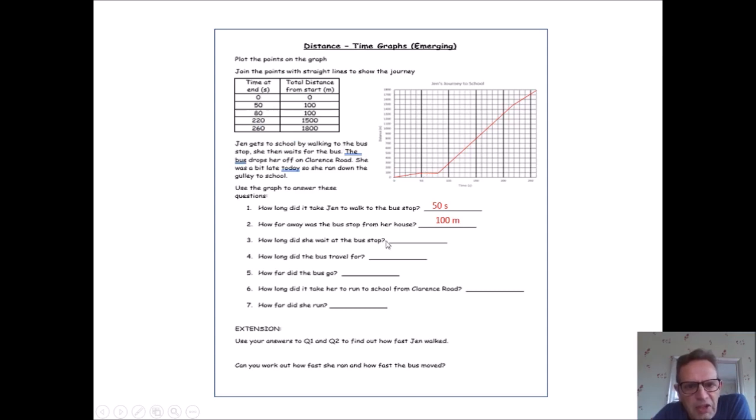How long did she wait at the bus stop? So that's this section here where she's not moving. You can see this goes from 50 seconds to 80 seconds. So that's taken her 30 seconds.